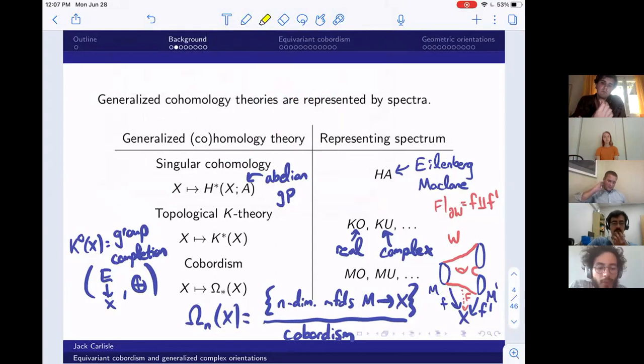Now, the next important topic that we need from stable homotopy theory is the notion of a complex orientation. On this page, I want to emphasize that there are a few of these spectra which are complex oriented, namely HA, KU, and MU. And I want to emphasize that complex oriented spectra play a privileged role in stable homotopy theory. I'll describe why on the next slide.